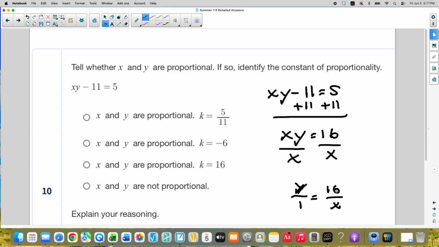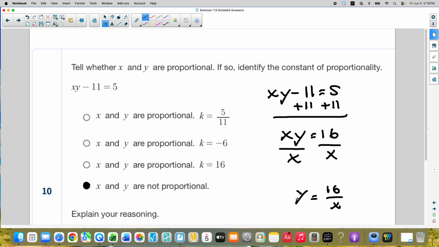Is it 16, right? I mean, there's the equation, y equals 16 over x. So we isolate for y, and we get 16. I'm going to assume that it's 16. Oh, no, or it's not proportional. Sorry, it's not proportional. I'm trying to make it work.